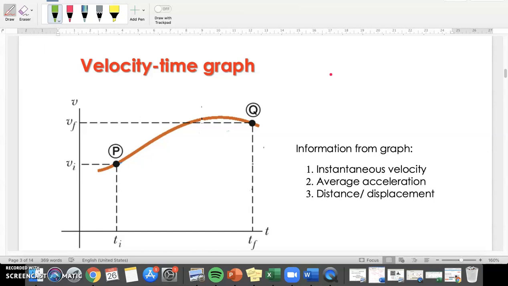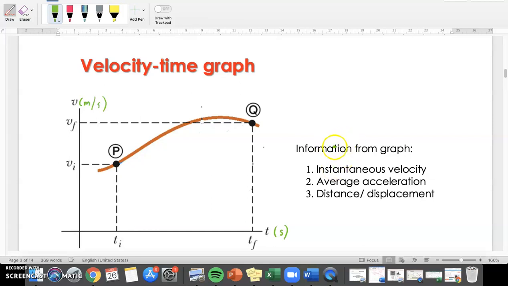And we are on to our next page, which is the velocity time graph. Okay, so the information that you can get from this graph is instantaneous velocity, average acceleration, distance, and displacement. Pretty cool. So when I look at this graph, my y-axis is v, in meters per second, and this is t, in seconds. I can immediately know that at point P, my velocity is vi, and it happens at time ti. So that is an instantaneous velocity because it is happening at that exact point in time. It's not an average, right? So from a velocity time graph, I can know the instantaneous velocity.